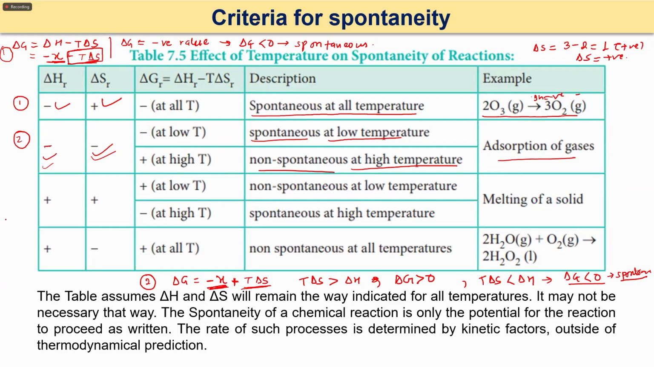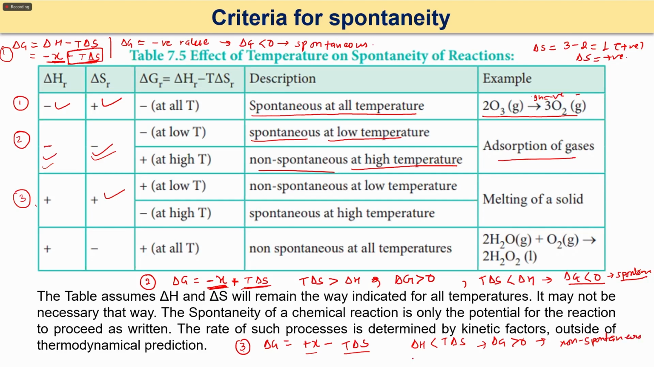So what if your delta H and your delta S both are positive? Here, if your delta H is positive, that means plus X, and minus T delta S is also positive. So if your T delta S is less than your delta H, at low temperature your T delta S will be less than delta H. In that case, your delta G will be positive, that means greater than 0. If that is the case, the process will be non-spontaneous.